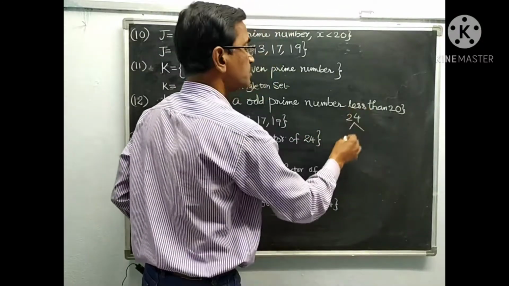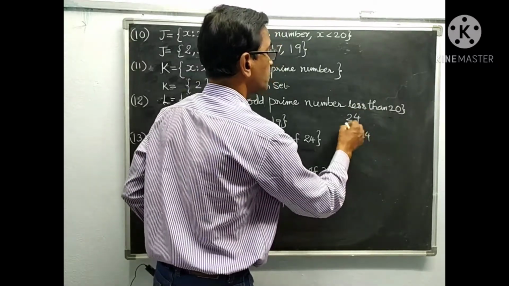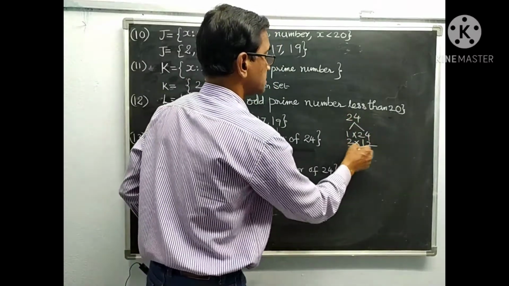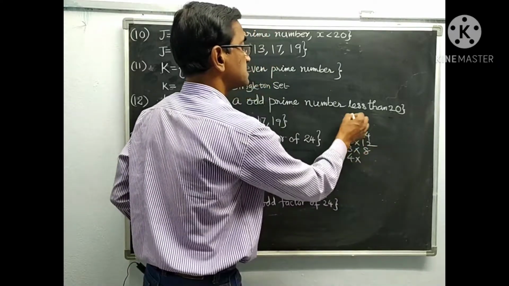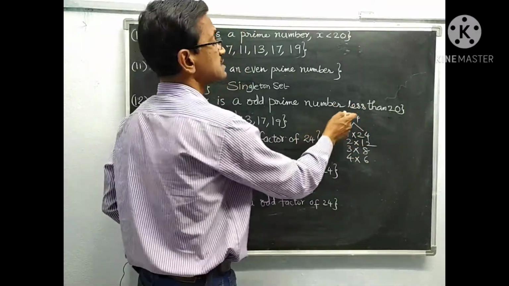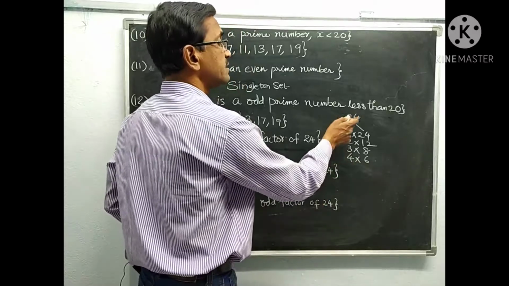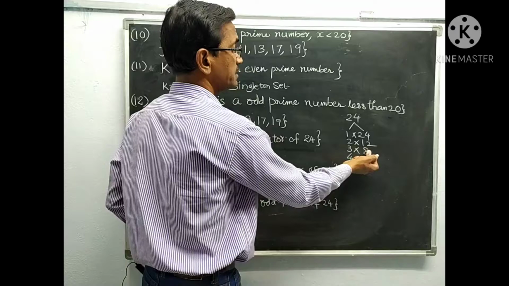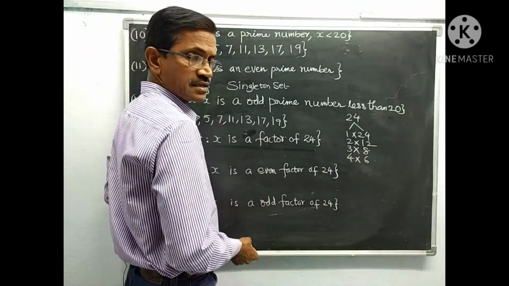1 divides 24, therefore 1 times 24. 2 divides 24, 2 times 12 is 24. 3 times 8 is 24. 4 times 6 is 24. 5 does not divide. 6 divides, but 6 already came here. 7 does not divide. 8 divides, 8 times 3, so here also 3 times 8 or 8 times 3 is the same, no need to write again.